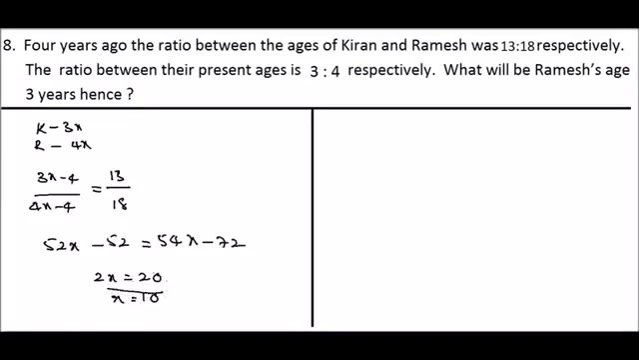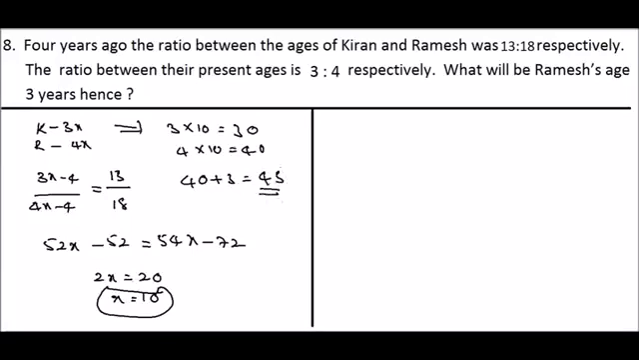Got it? Now you need to take this 10 here. This is the conventional way. Now here x is equal to 10. Then Kiran's present age is 3 into 10, 30 years. And Ramesh is 4 into 10, that is 40 years. After 3 years, Ramesh's age will be 43 years. Got it? Right.